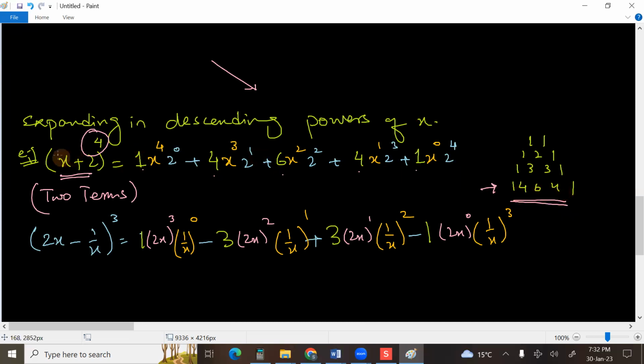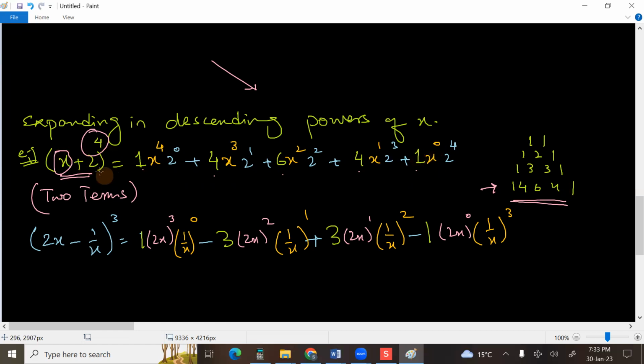And then I'll start with x, which is my first term, and I'll start with the highest power involved. So x to the power 4, x to the power 3, x to the power 2, x to the power 1, and just to show you for understanding, x to the power 0.